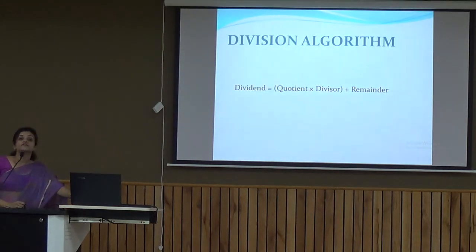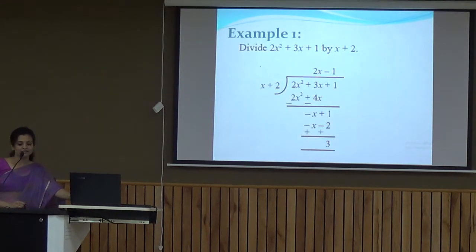Now let's move on to division algorithm. Division algorithm we studied in primary classes. Dividend is equal to quotient into divisor plus remainder. Example. Divide 2x square plus 3x plus 1 by x plus 2. So you've got 2x square plus 3x plus 1 divided by x plus 2.